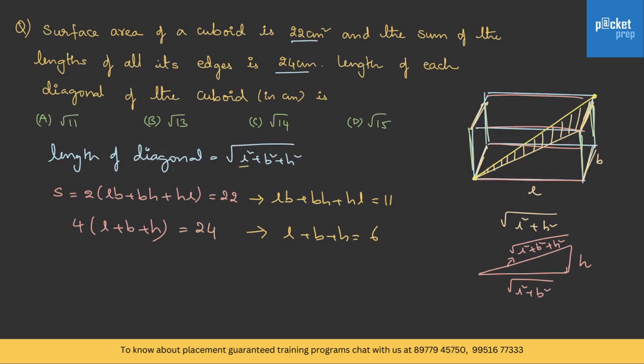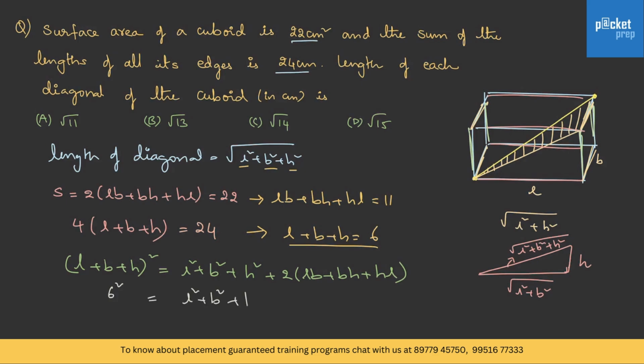Now in order to get to this L square plus B square plus H square, let me square this. I can write L plus B plus H whole square is L square plus B square plus H square plus 2 times of LB plus BH plus HL. Now in this I can substitute the values. This is 6 square equals L square plus B square plus H square plus 22. So from this I can write L square plus B square plus H square is 14. So from this I can write this quantity is under root of 14. That is the answer. So option C.